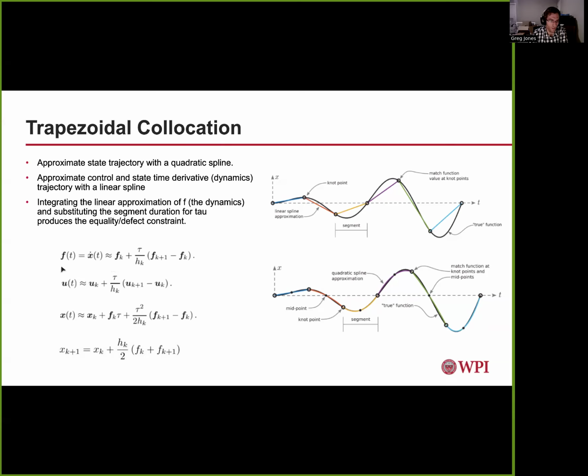So f is the dynamics function, with a linear polynomial approximation for that, a linear polynomial approximation for the control, and then integrating the dynamics function gives you a quadratic function for the state. Using the state function you can get this constraint here, which is known as the defects constraint, where you only consider the endpoints of each trajectory segment, and this ensures that the dynamics are satisfied.